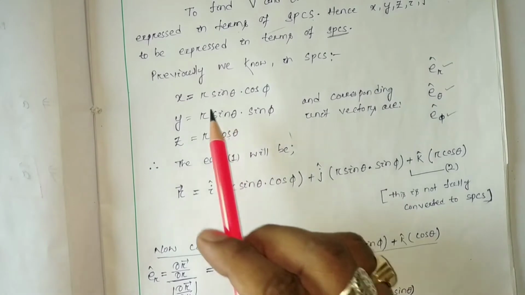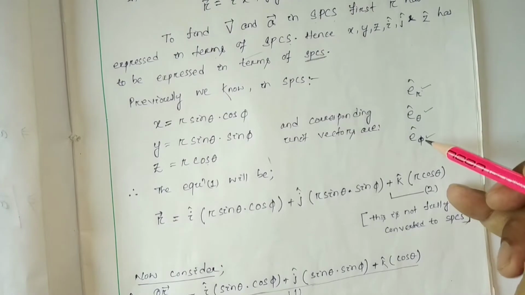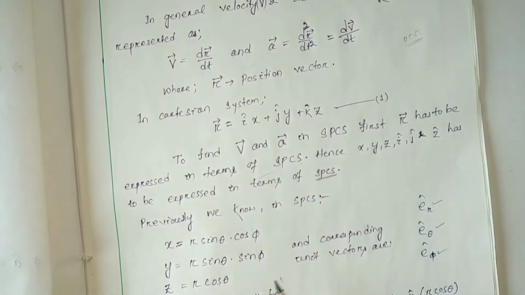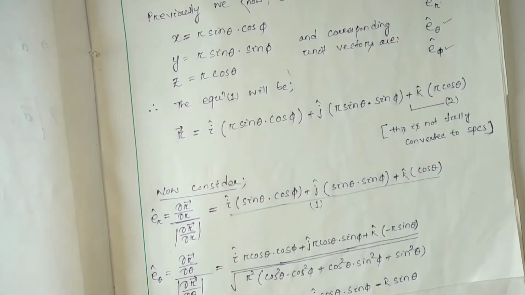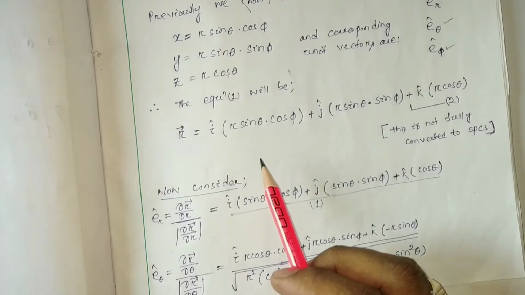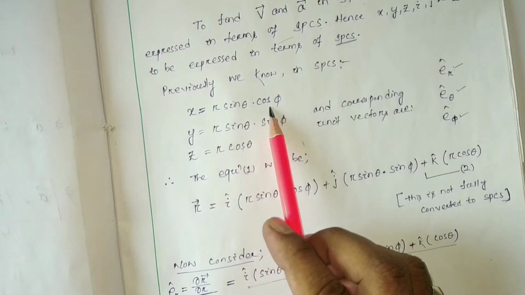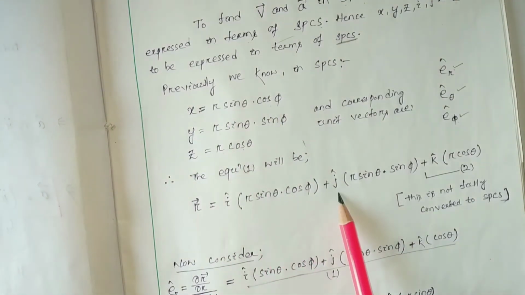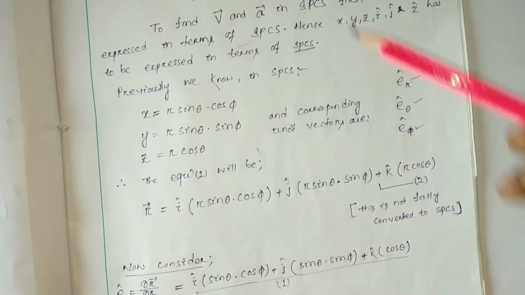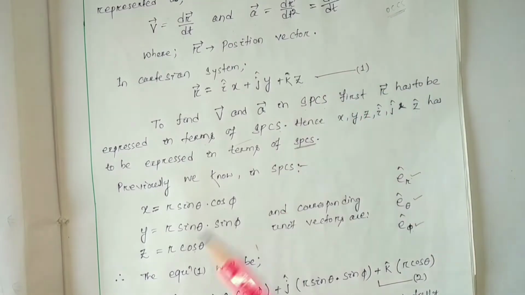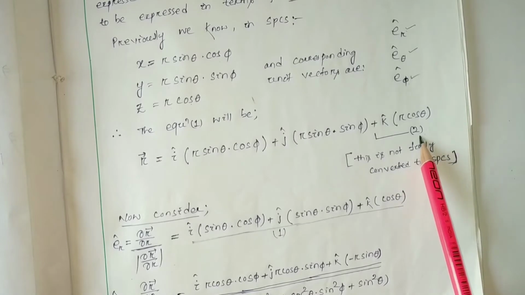So here the x value, y value, z value and the corresponding e r cap, e theta cap, e phi cap we are going to use in equation number 1. The equation will be: i cap x, where instead of x we write r sin theta cos phi, plus j cap y, which is r sin theta sin phi, plus k cap z, which means r cos theta. Let this be equation number 2.